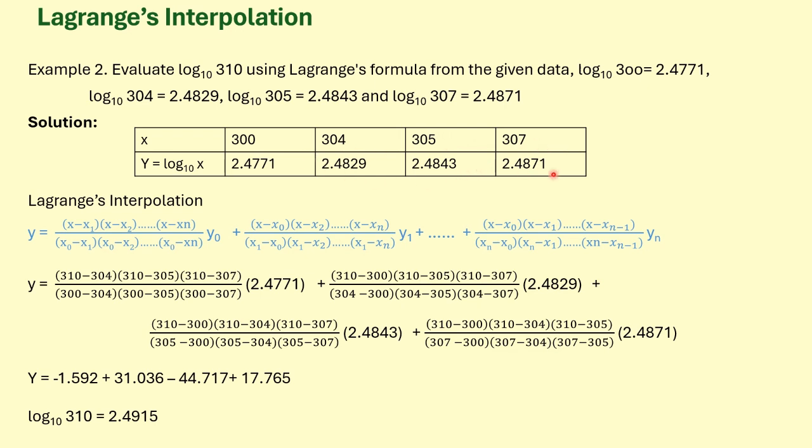Okay, now this is x0, x1, x2, x3. This is y0, y1, y2, y3. This is Lagrange's interpolation formula. Okay, and now we have to substitute the value.